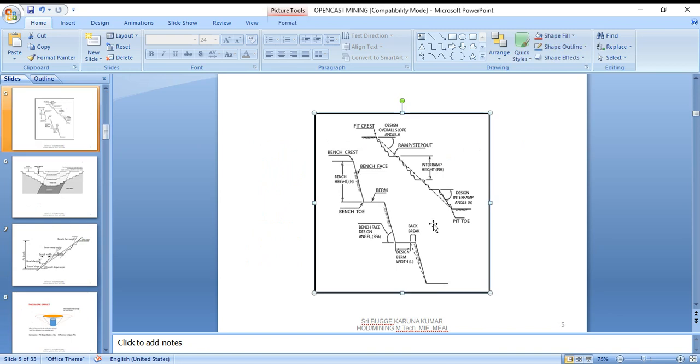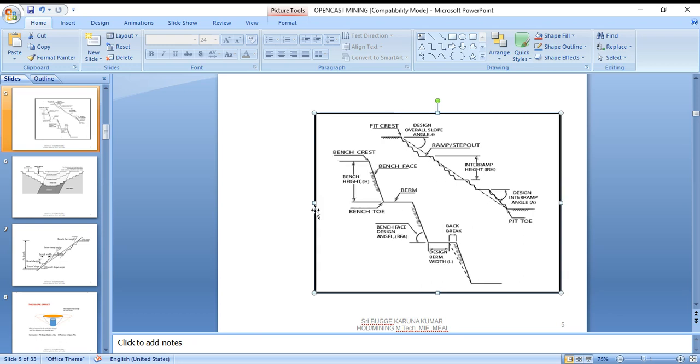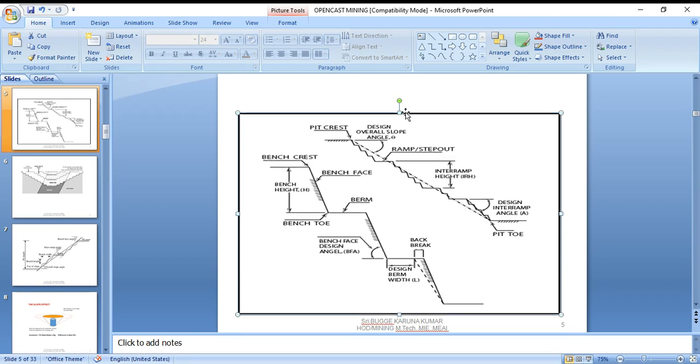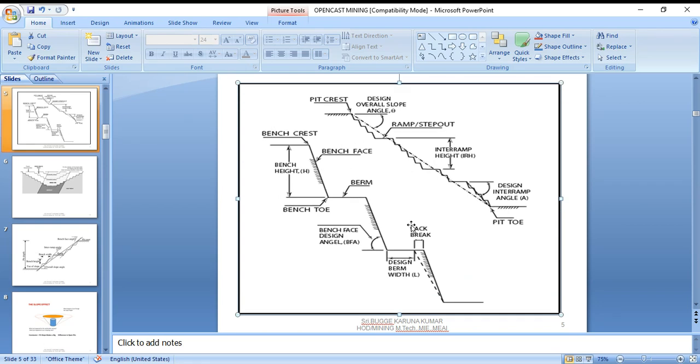So this is a general view of the open cast benches, enlarged for good visibility. The bench formation is a basic thing in the open cast mining system. Here we see the different terminologies given. One is the berm. This is the width of the berm.